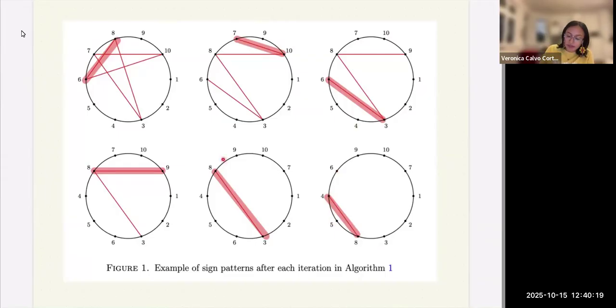So one thing we can already see here is, for example, even in this simple case where I have only one negative chord, I need several iterations to actually clear out this chord. And here what we are decreasing is the length of the shortest negative chord, and then we eventually just eliminate it.